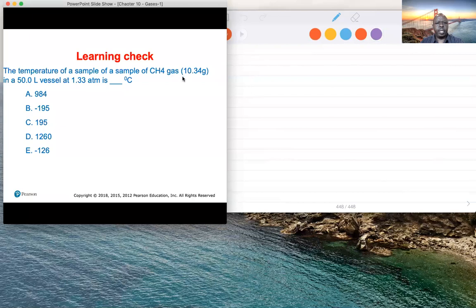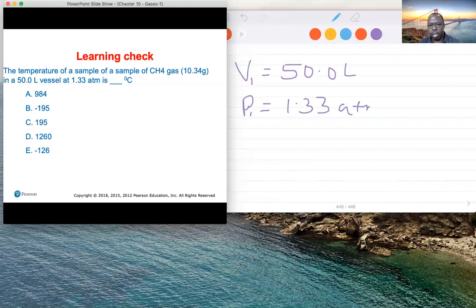CH4, this is methane gas, 10.34 grams. It's not molar mass, but grams, the mass. This is the sample of methane. In 5, so I know V, even if you try to say V1, let's say just V, you're trying to see if it's Charles' law or Boyle's law, 50.0 liters. At 1 atmosphere, if you say P1, try to see if it's going to work with Boyle's law. 1.33 atm.